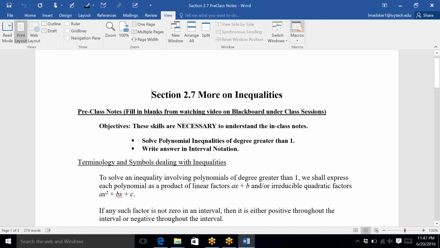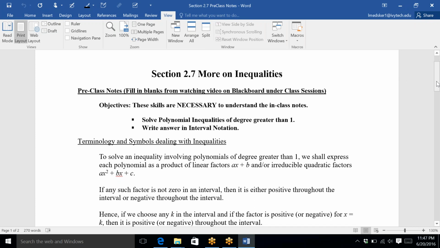Okay, this is the 2.7 pre-notes for the class that's going to happen on Wednesday. So we're looking at inequalities that have not an x to the first power, but x squared or higher. These cannot be solved as simply as the linear inequalities, which were the ones that had x to the first power. The reason is when you can factor something, there's just more than one piece that's going to affect your sign, which will determine whether or not you're going to be greater than 0 or less than 0.